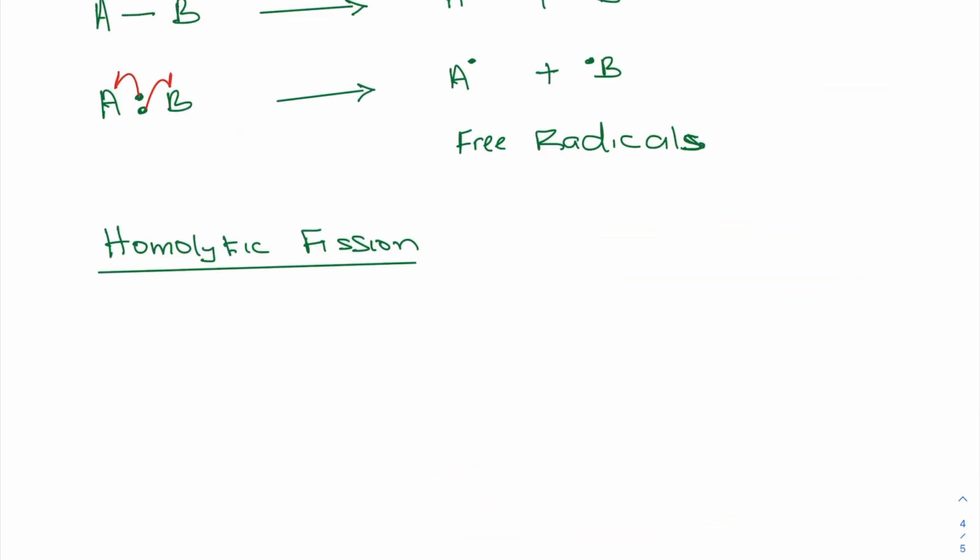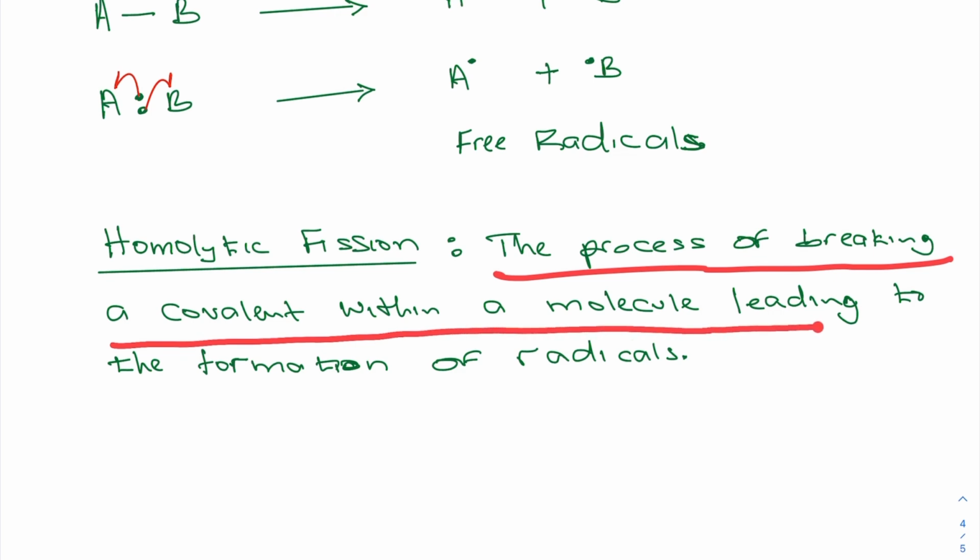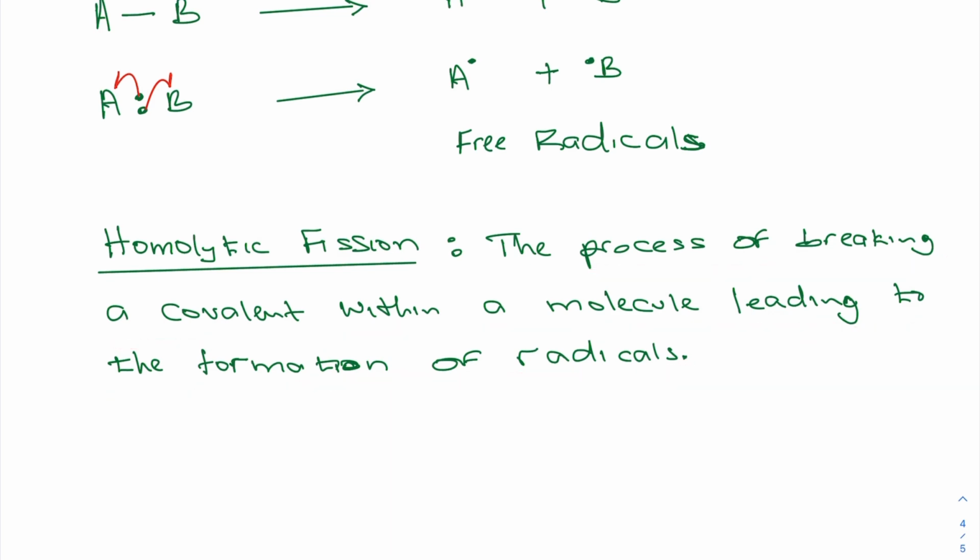So what's the definition of homolytic fission? Homolytic fission is the process of breaking a covalent bond within a molecule of similar electronegativity, leading to the formation of radicals. Remember, these molecules have similar or the same electronegativity.